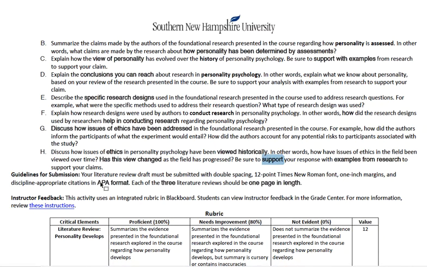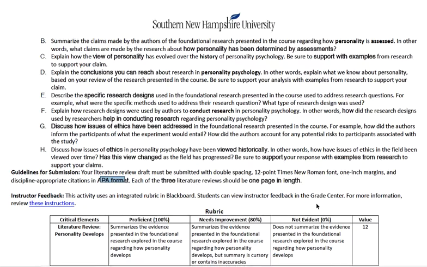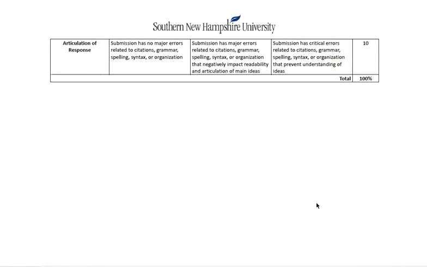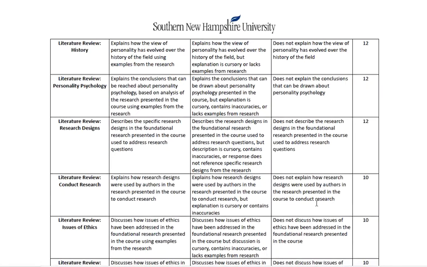Down here, the guidelines for submission. All your citations and your listed references should be in APA format. This should come as no surprise. And then each of the 3 literature reviews should be 1 page in length. Once again, use the provided template to guide you through the process. If you have any questions, feel free to reach out to me. I also recommend that you review the critical elements, this rubric, because that's exactly what I will be using to assess your work.